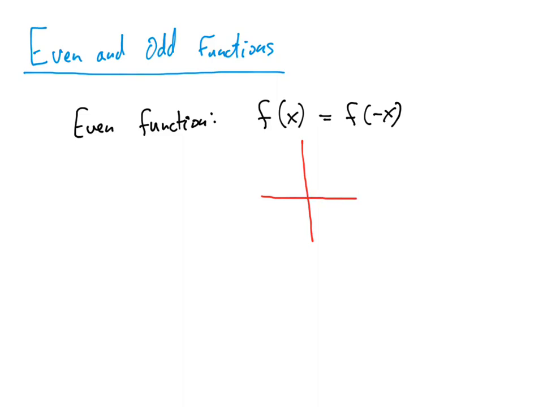So, for example, if we have this function, it's a parabola with a vertical shift. This is symmetrical about the y-axis.